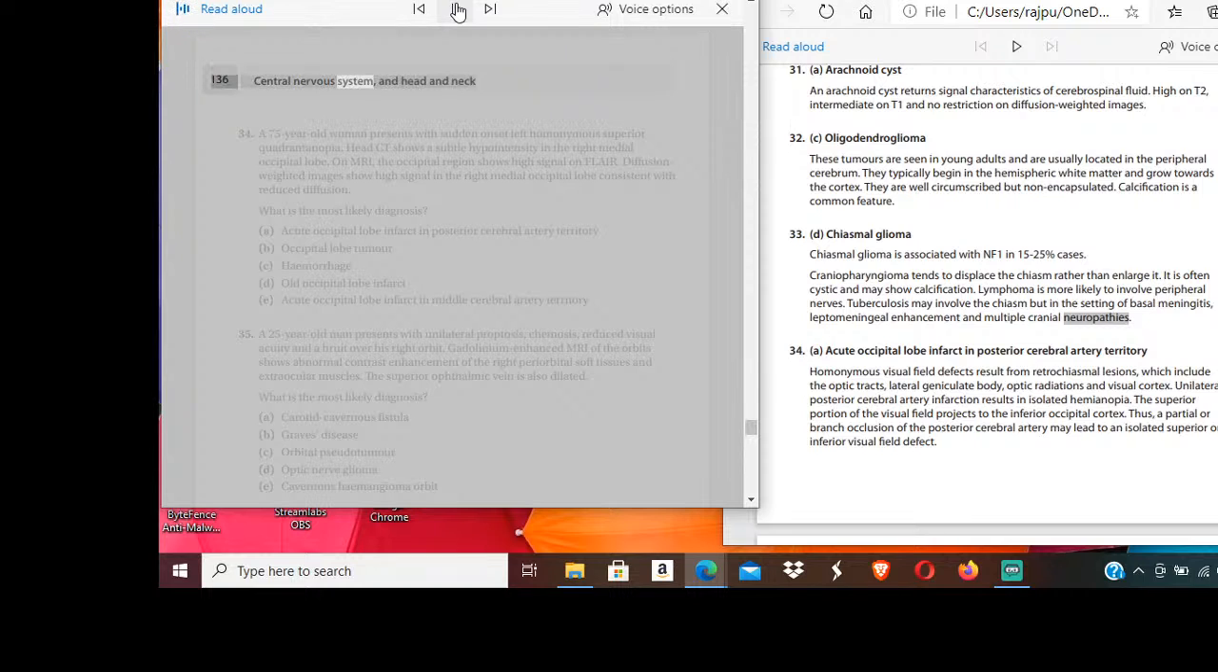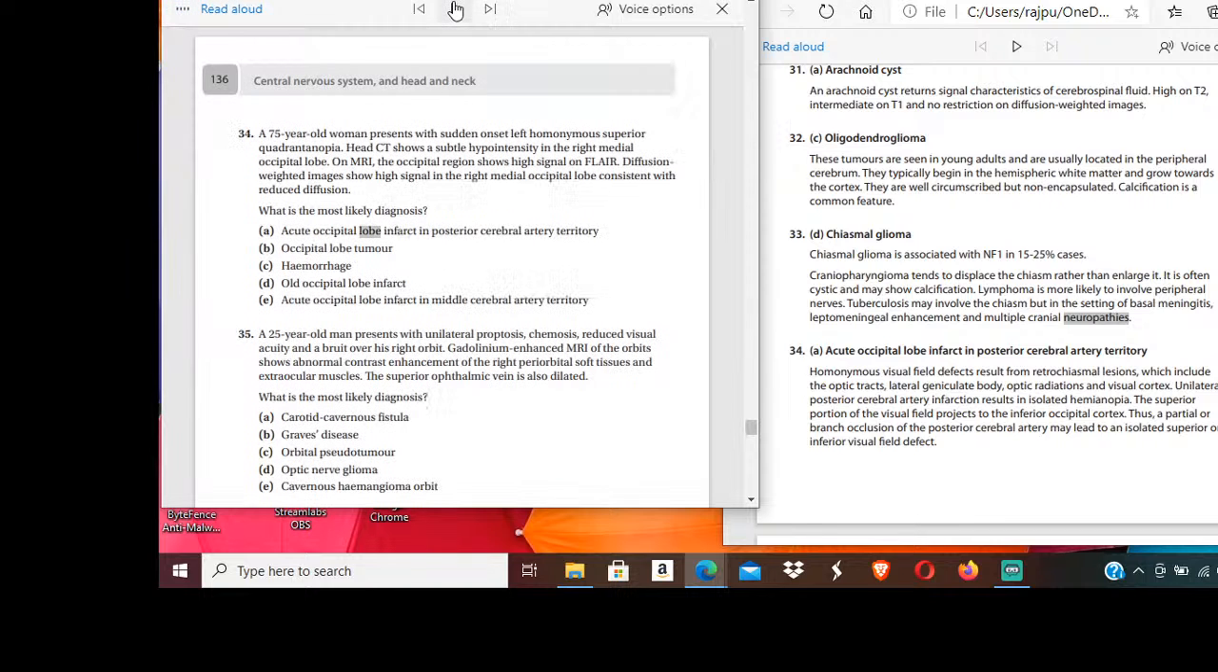136 Central nervous system and head and neck. 34. A 75-year-old woman presents with sudden onset left homonymous superior quadrantanopia. Head CT shows a subtle hypodensity in the right medial occipital lobe. On MRI, the occipital region shows high signal on FLAIR. Diffusion-weighted images show high signal in the right medial occipital lobe consistent with reduced diffusion. What is the most likely diagnosis?